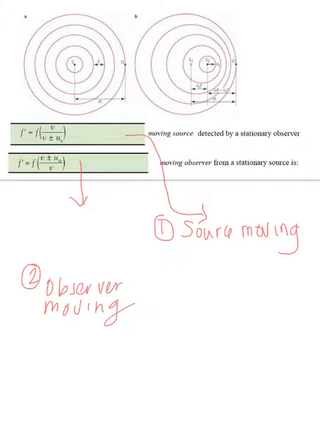Now there are two relationships for this Doppler effect, one for each situation. The first relationship is for when the source moves towards or away from the observer. We'll break that down in a second. The second situation, where the velocities are on the top, is for when the observer is moving towards or away from the source. As you note here, there are some pluses and minuses, so let's break that down further.